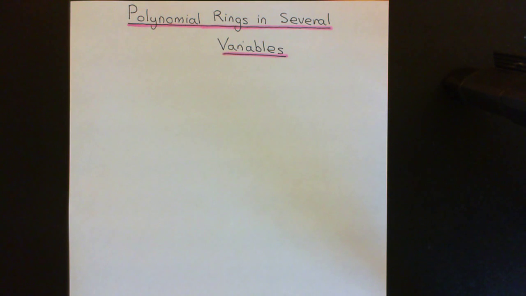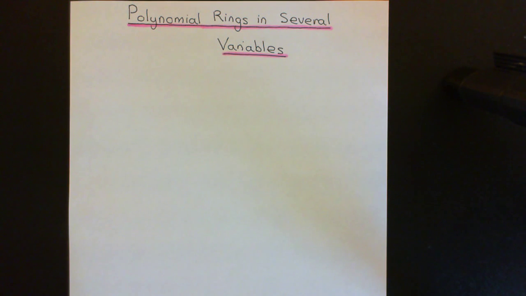By now, we are very familiar with the concept of a polynomial ring in a single variable where the coefficients are from some other ring, which we call the coefficient ring. What we're going to study in this video is how to take polynomial rings in several variables.